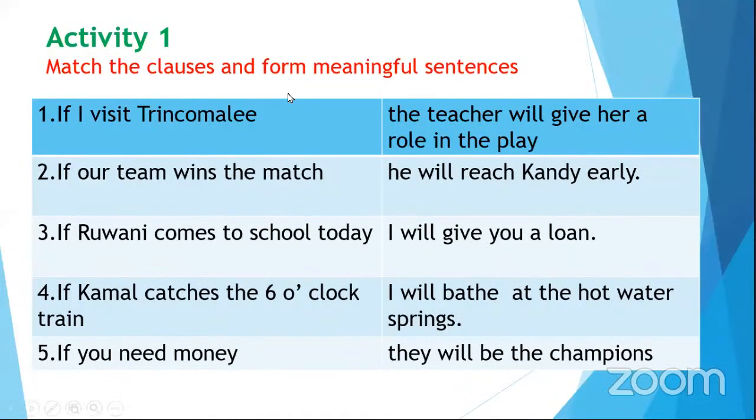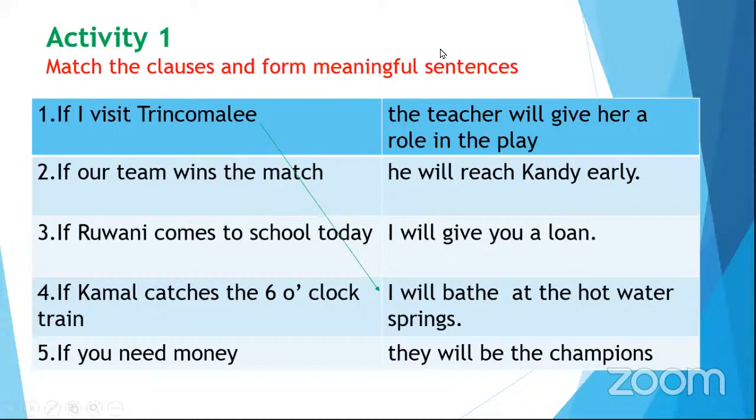If I visit Trincomalee, there it talks about the condition. Now you have to select or choose the result. What will happen if you look at the verb, present simple verb? It's very important when you write a conditional clause type 1. Look at the answer, students. Very simple. I will bathe at the hot water springs. So once you go there, you can.